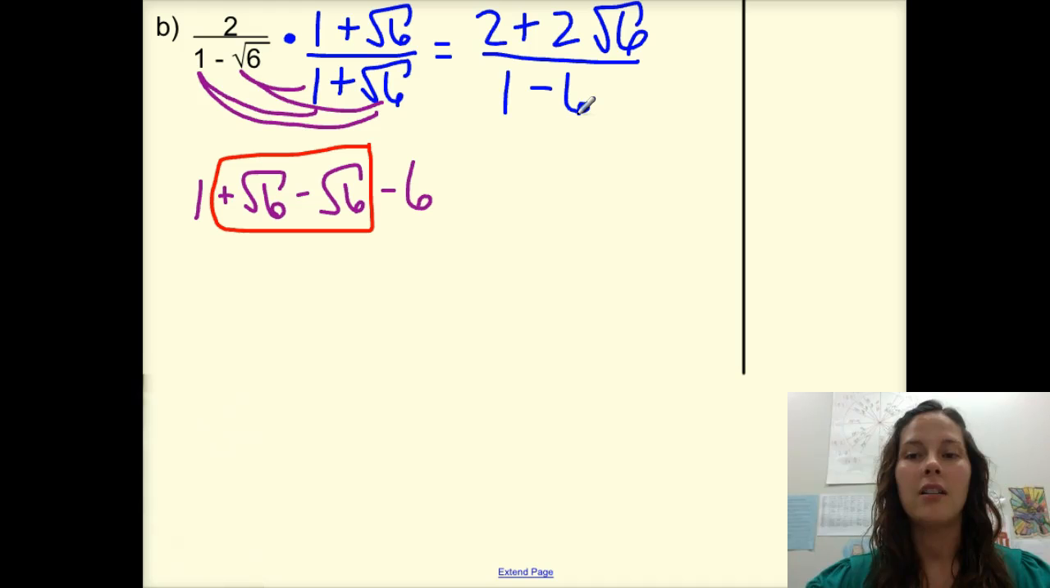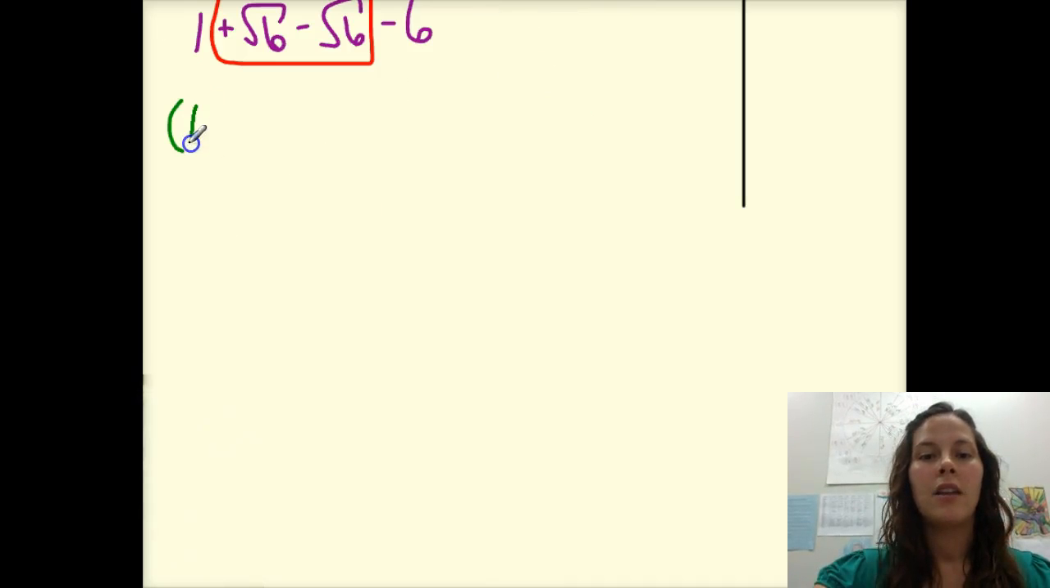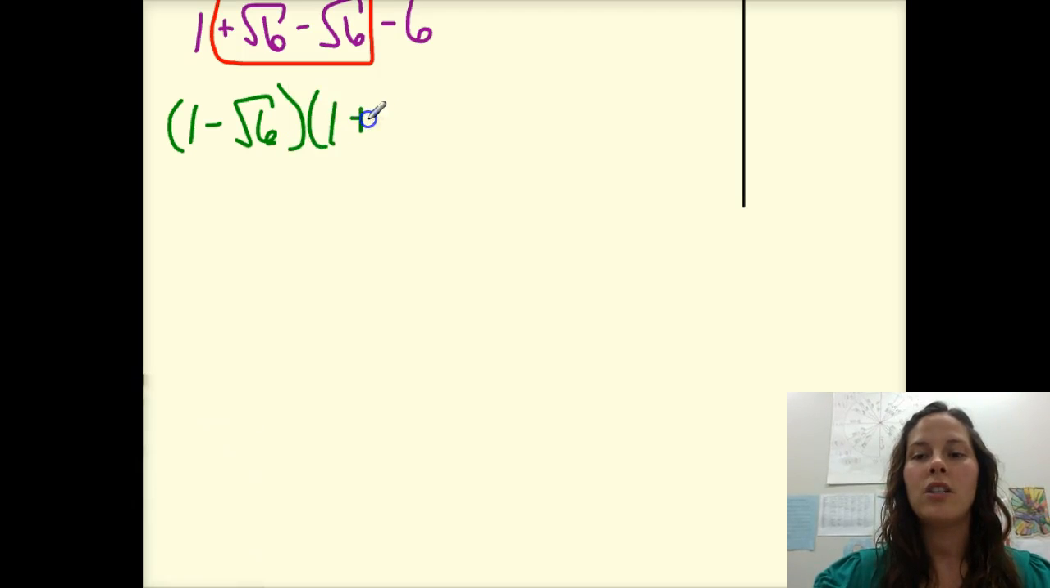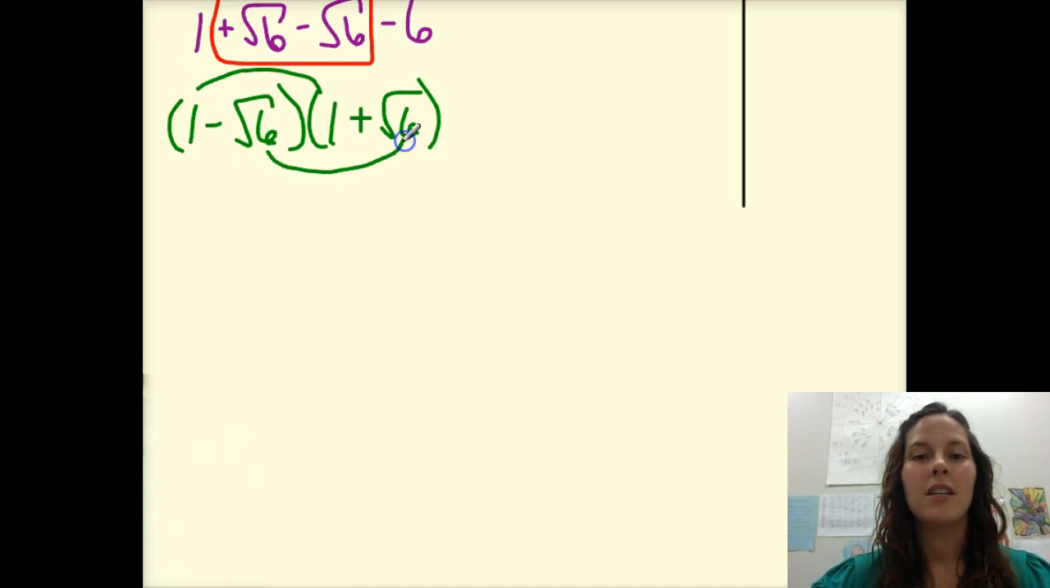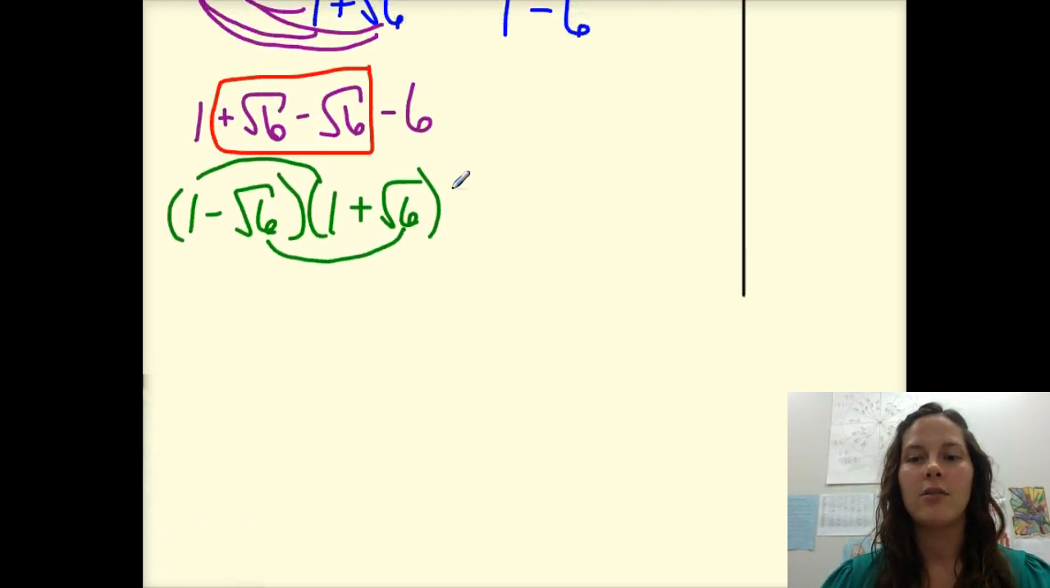So the shortcut would be, if we had 1 minus root 6 times its conjugate, the shortcut to multiplying conjugates is to simply multiply those first terms and multiply the last terms. This only works for conjugates. If they do not look the same with opposite values, you have to go through and FOIL everything out.